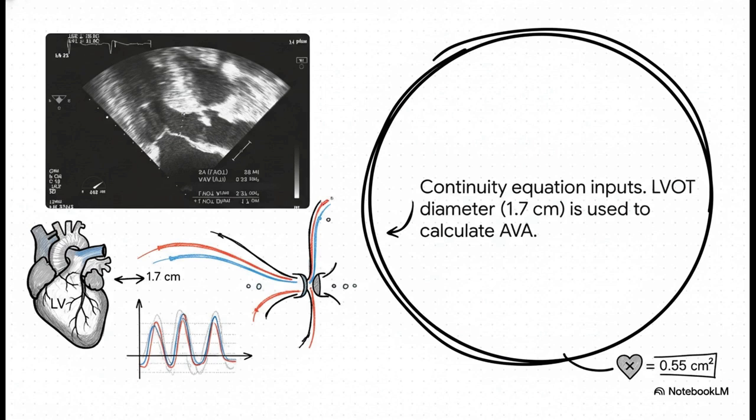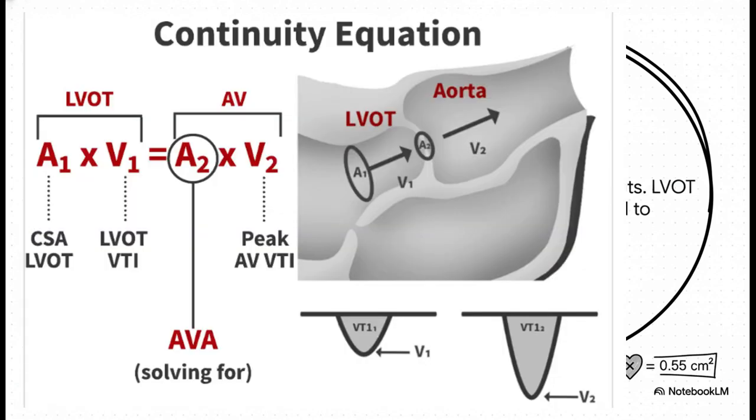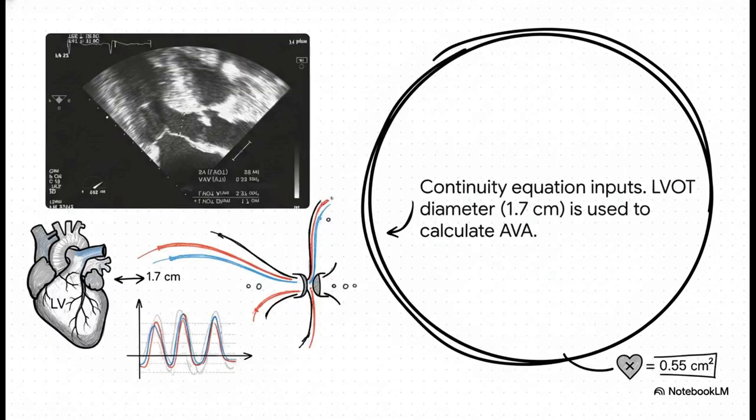Then in the middle and on the right, we get our two Doppler tracings to find our VTIs. The LVOT VTI, using pulsed wave, is 24.8 centimeters, and the VTI across the aortic valve using continuous wave is much higher at 102 centimeters because the blood is accelerating so much. You run these numbers through the equation, and you get an aortic valve area of 0.55 square centimeters, confirming this is definitely severe aortic stenosis.